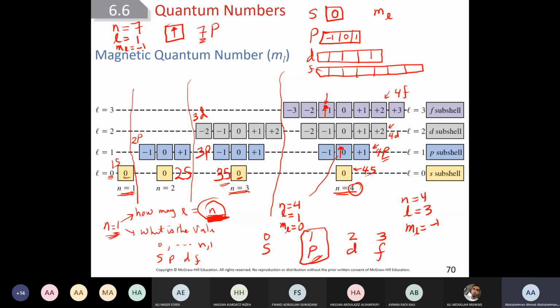How about if I say no, I don't want -1, I want +1. Is it possible? Yes, possible. I hope this is clear. So we can tell the 3 quantum numbers for the electron.